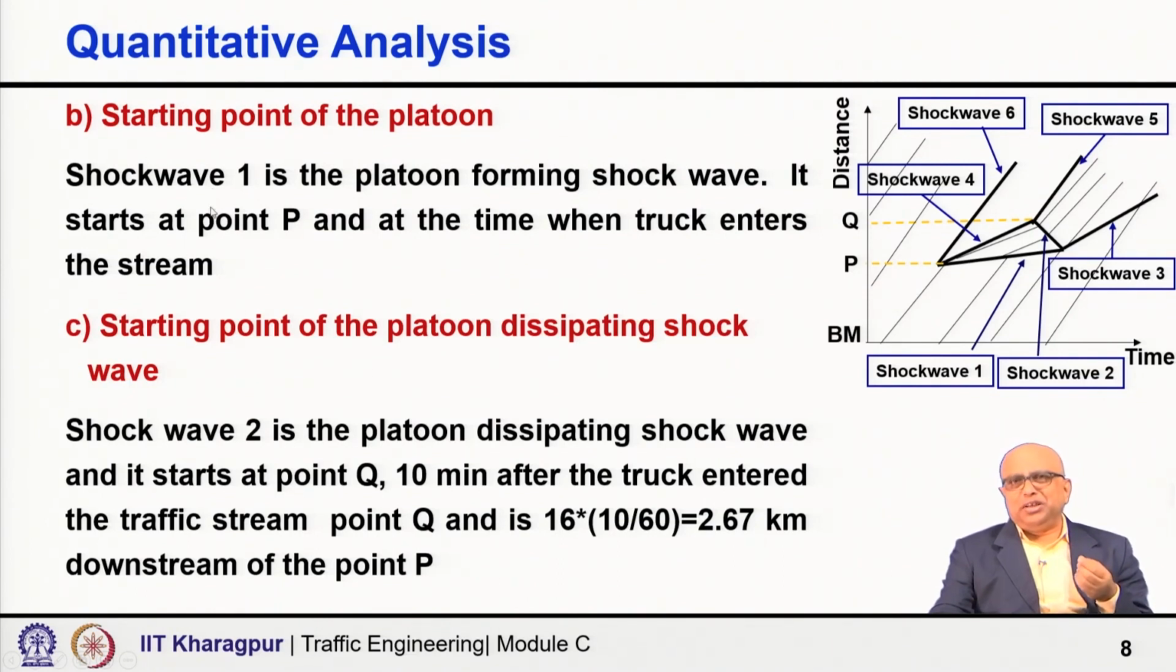Then the starting point of the platoon. Obviously, shock wave 1 is the platoon forming shock wave. As soon as the vehicle enters at point P, the shock wave is generated here, it started here. Shock wave 1 is the platoon forming shock wave and it starts at point P at the time when the truck enters the stream. This is very easy. Second, what we want to calculate is the starting point of the platoon dissipating shock wave, that means shock wave 2.